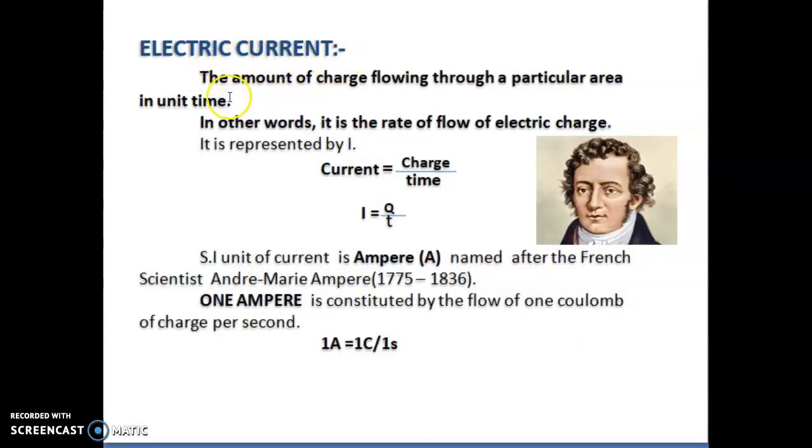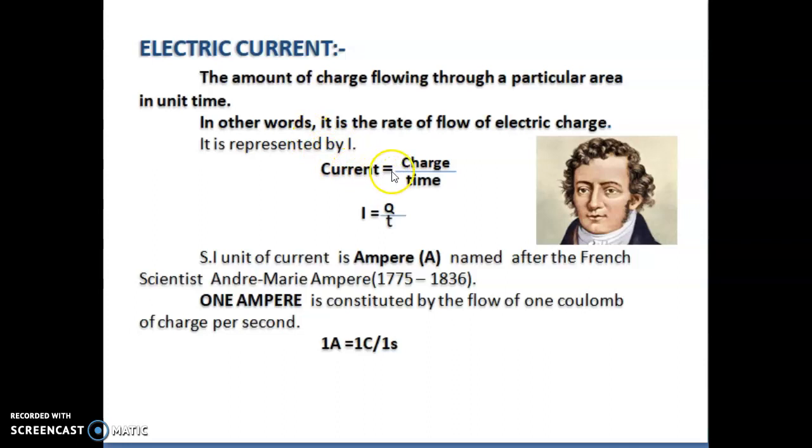Electric current. The amount of charge flowing through a particular area in unit time. In other words, it is the rate of flow of electric charge. It is represented by the letter I.